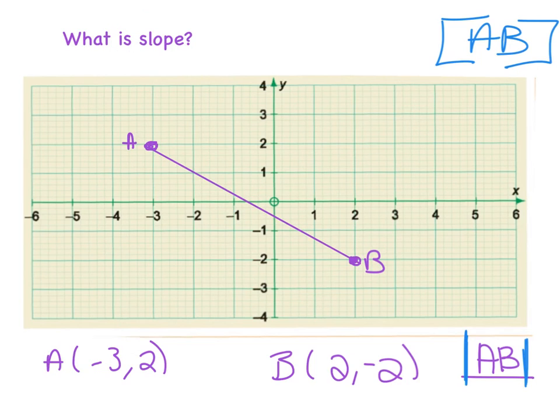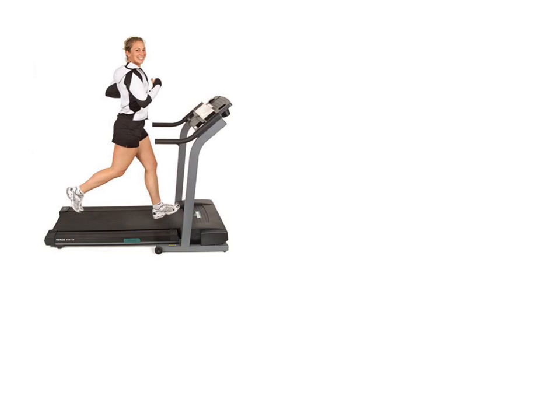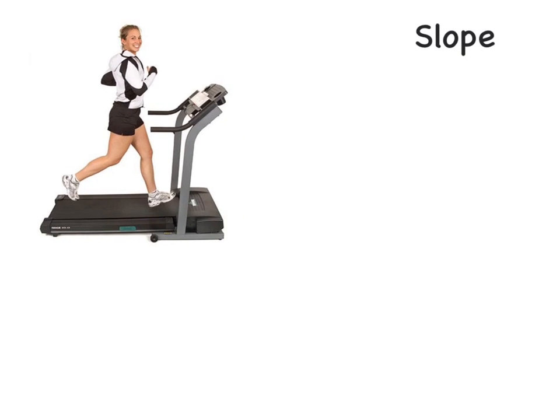Well, slope is really another word for gradient, or another word we've often used is steepness. So I'm sure you've all seen a treadmill before. Well, what treadmills do is they have a button here that allows you to change the incline. And another word for incline is, you guessed it, today's keyword, slope. So they allow you to change the slope by pressing some buttons here.